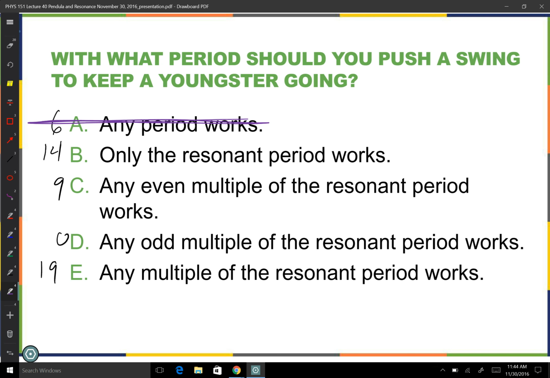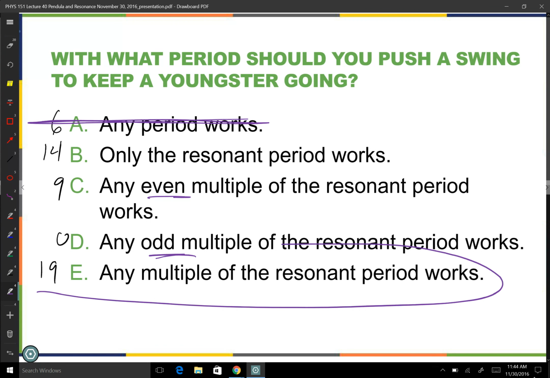What if I did every 3? I push him, out, back, that's 2, right? Out, back, and I push him again. Is that going to give him a net increase in energy or a net decrease? Okay, it depends on how hard I push. If I push hard enough, an increase. So if 1, 2, or 3 work, I covered evens, I covered odds. It's got to be any multiple of the resonant frequency works.